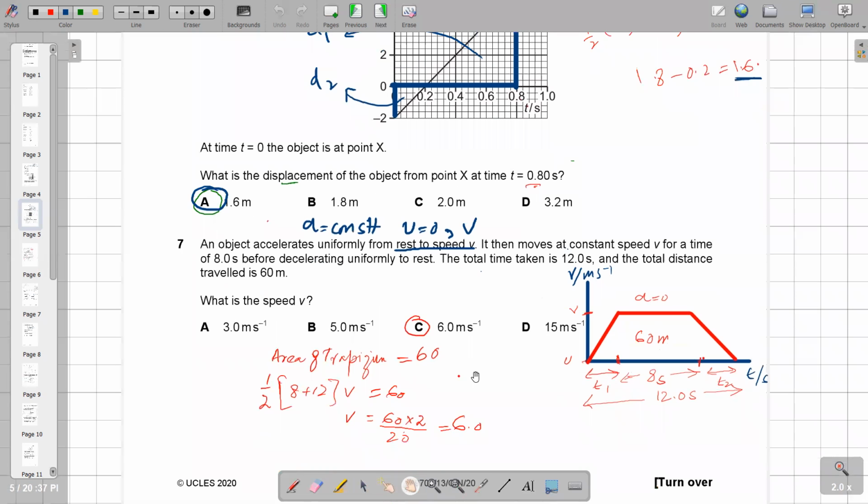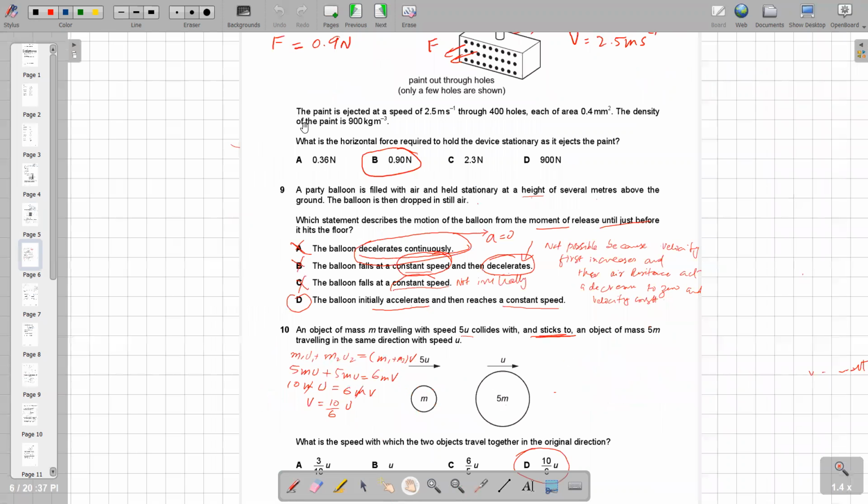So we just take out the formula: area of the trapezium is 60, 1 over 2 into (8 plus the shorter side and the longer side, 8 plus 12) into the height, which is V. So we will get V as 6 meter per second. That is option C. Now question number 8.